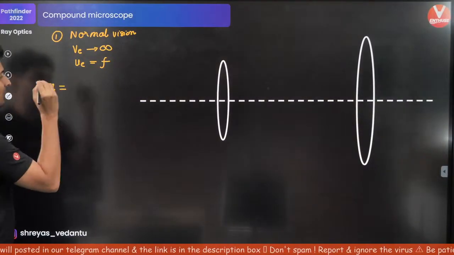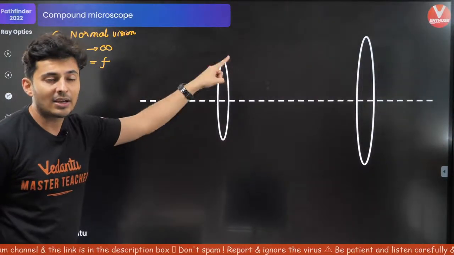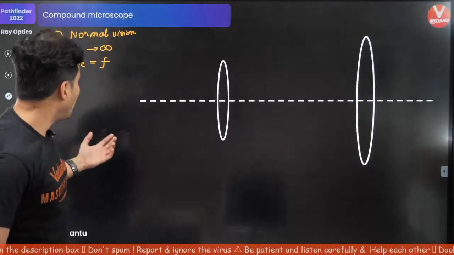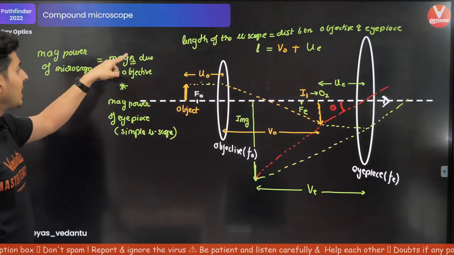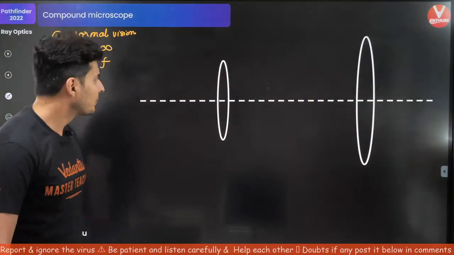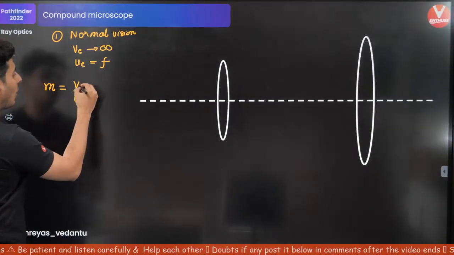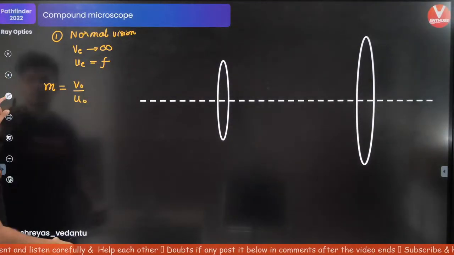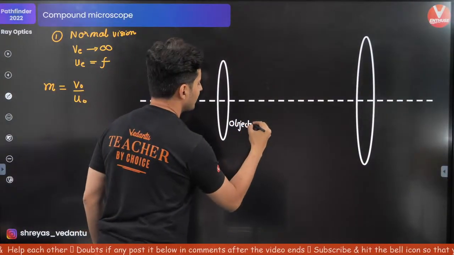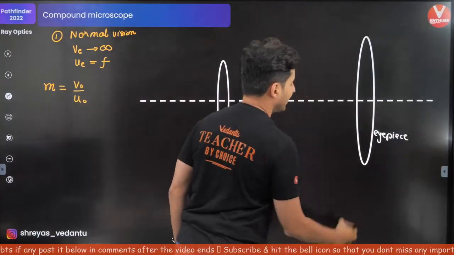So hence, think now what would be the magnifying power in this case. The magnifying power will be the magnifying power of this objective. What is the magnification of the objective? Think, what is the magnification due to a simple convex lens? It is V by U. So it will be nothing but V by U, but this is for the objective, so I'll put O over here. So remember, this is the objective lens, and this was your eyepiece. Perfect?